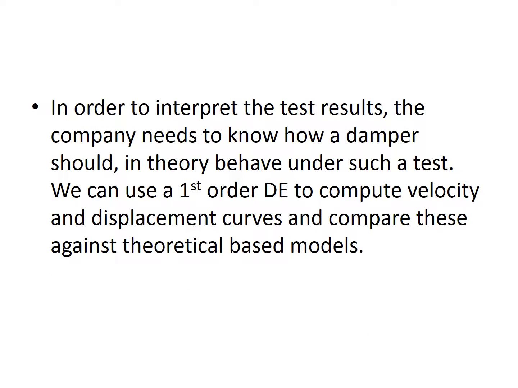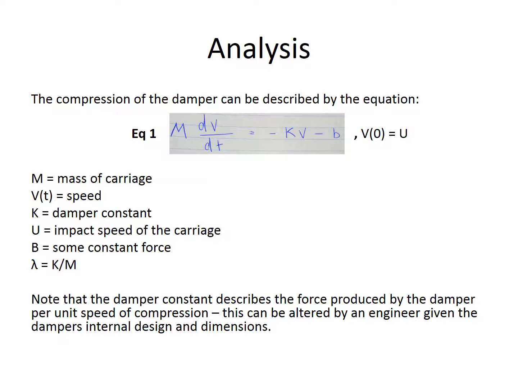In order to interpret the test results, the company needs to know how a damper should, in theory, behave under such a test. We can use the first-order DE to compute the velocity and displacement curves and compare these against theoretical-based models. The compression of the damper can be described by the equation m dV/dt = -kV - b, with the condition of v = u when x = 0.